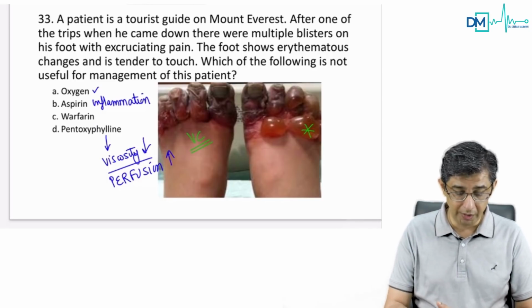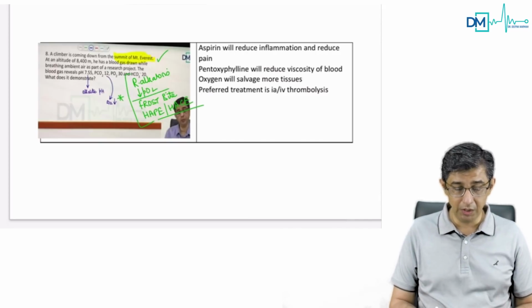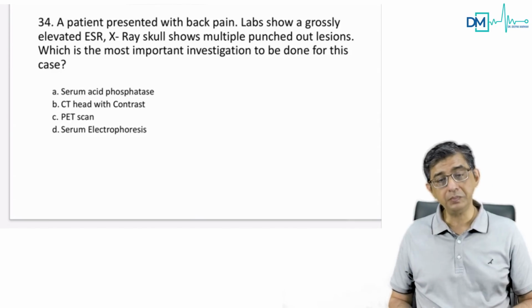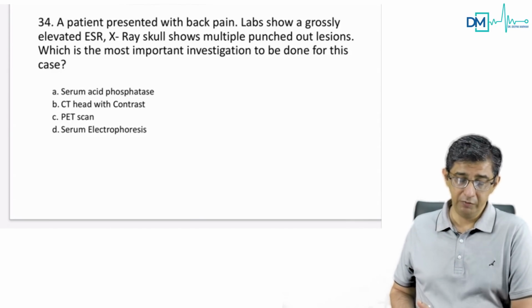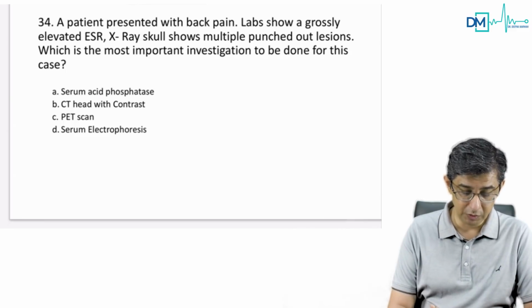But there is no role of anti-clotting drugs like warfarin in this chap. So the correct answer to this question is C. We move to the next one. A person presented with back pain, maybe the age of the person was given. I got a feedback that this was again a geriatric age group person with back pain.